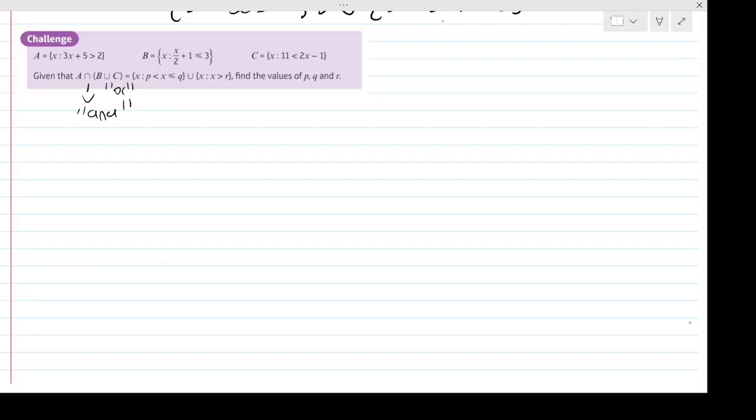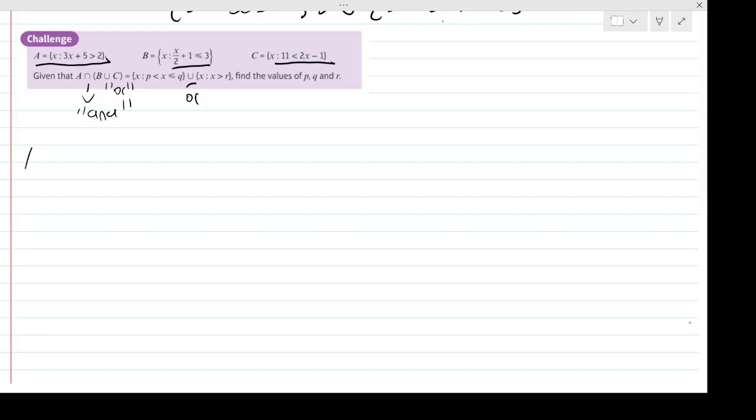is the other set of values of x such that p is less than x less than or equal to q, or the set of values of x such that x is greater than r. We need to find these missing values p, q, and r. Okay, sounds like a bit of a mess, but let's break this down. Firstly, I think what we can spot is that these are just inequalities we can solve. These sets are basically just inequalities.